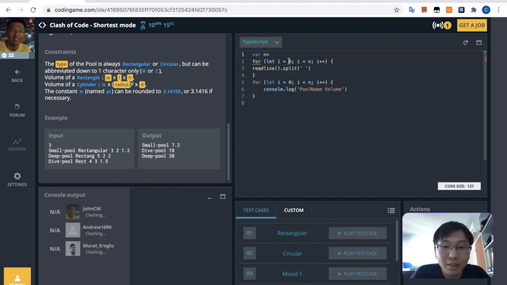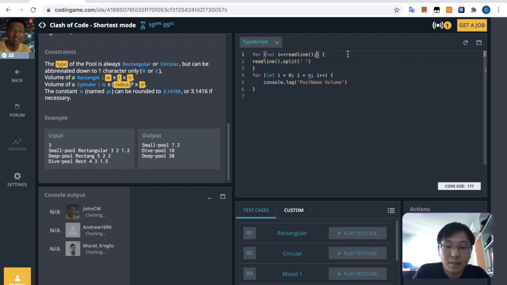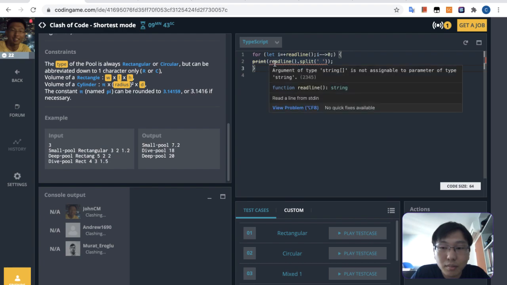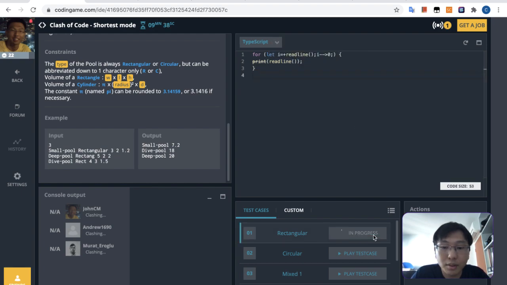We can even do this. Let i equals readline. Let i equals readline, i minus minus greater than zero. So this will already do what we want. It's 3, 2, 1, and then break, so you read three times. Readline dot split. Okay, can we do a print in TypeScript? Let's just print readline. Is that possible?